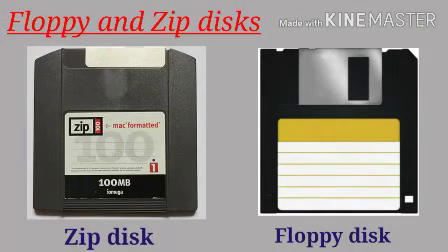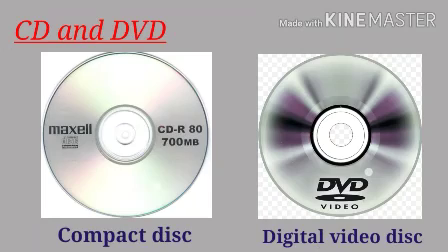Now, another type of secondary storage devices are floppy and zip disks. These removable disks store data on a thin disk coated with magnetic material. Floppy disks can store up to 1.44 MB of data. Zip disks can store up to 750 MB of data. Floppy and zip disks have been replaced by CDs, pen drives, etc.